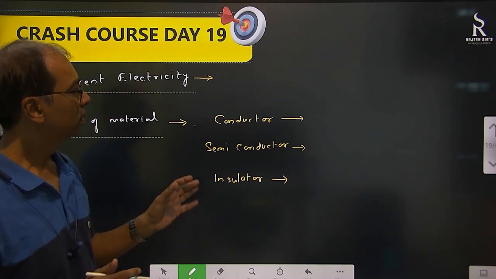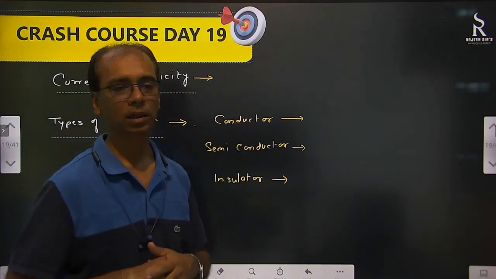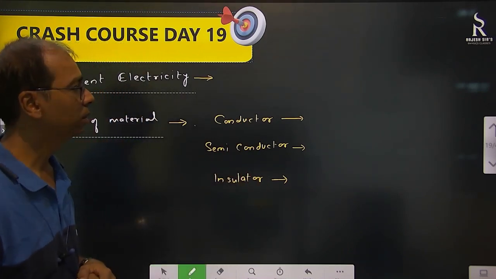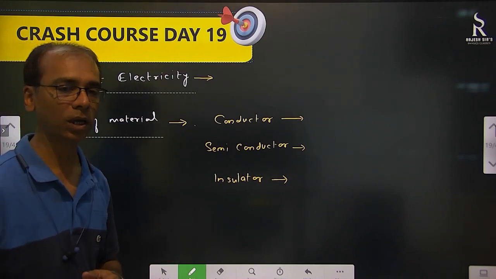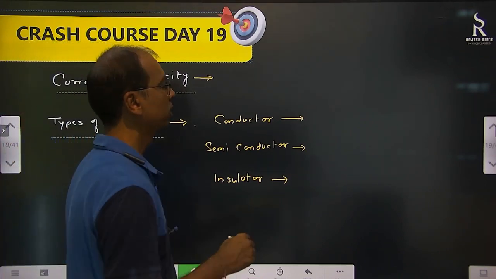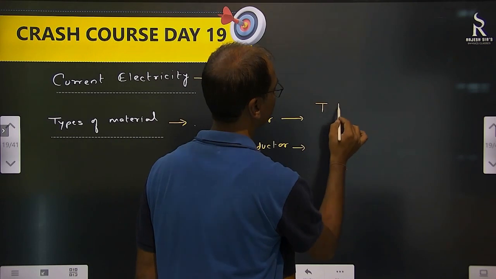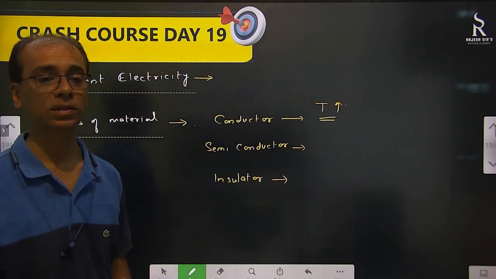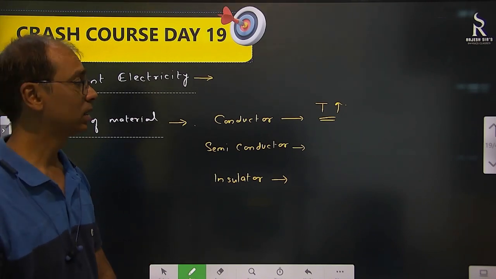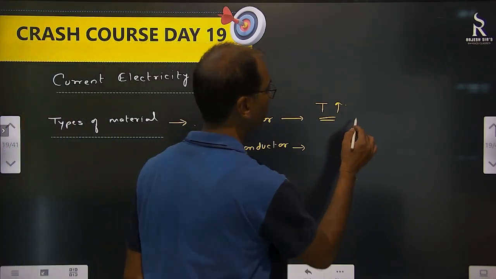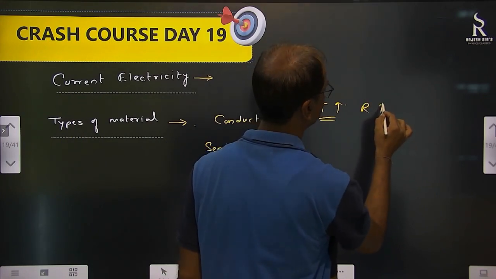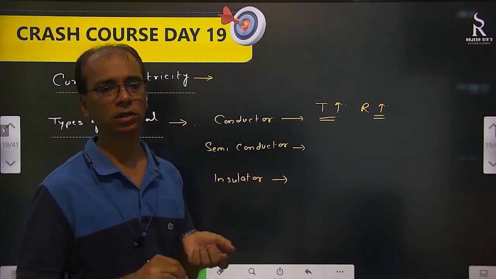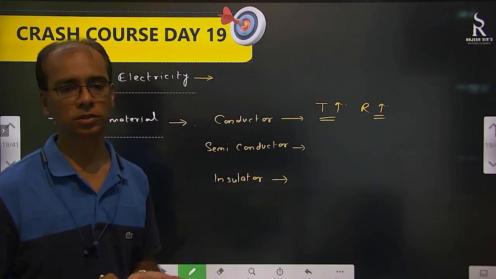But there is one thing that is asked from us: what is the relation with temperature? If we increase the temperature, what happens? What happens to a conductor? We say its resistance increases and conductivity decreases. If temperature is increased, its resistance increases. The reason is that if you increase the temperature, the speed of electrons increases. Which speed? Random motion speed.